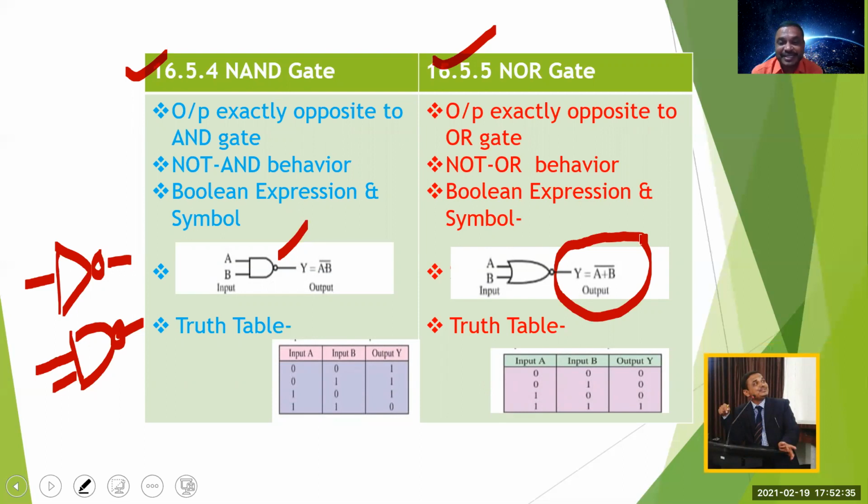So truth table, inputs A, B and output Y. 0, 0, output 0. 0, 1, output 0. 1, 0, 0. 1, 1, that is 1, that is 1 plus 1 is 1, and its inverse. So this is about the NAND and NOR gate.